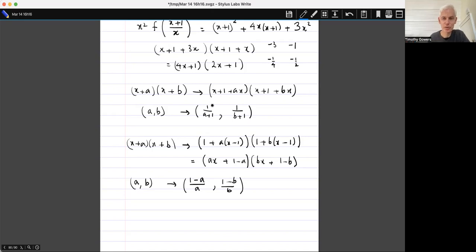Let's just check that. If I put infinity, I get 0. If I put 1, I get... okay, it looks as though the way I've done it should permute 0, minus 1 and infinity. So if I put in infinity, I'll get 0. If I put in minus 1, I'll get infinity. And if I put in 0, I'll get 1. So up to signs, it's good.